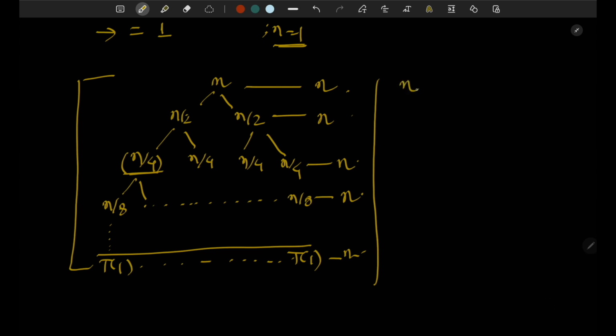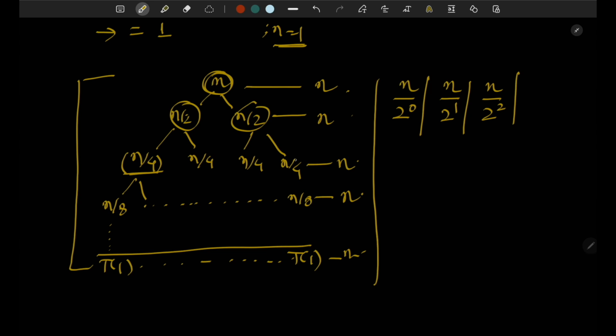we have n by 2 to the power 0 work, the work that we do to split a task, and on this level we are doing n divided by 2 to the power 1. So this is the work we are doing in order to divide the task further, and then we have n divided by 2 to the power 2, then n divided by 2 to the power 3, and so on and so forth. Finally we will have n divided by 2 to the power k. So what we see is our depth is k plus 1. So 1, 2, 3, up to k and 0.